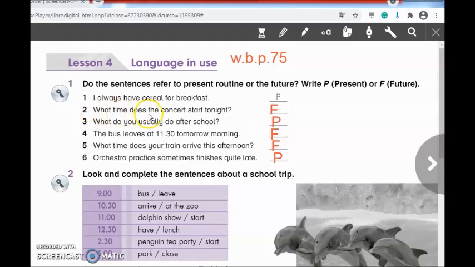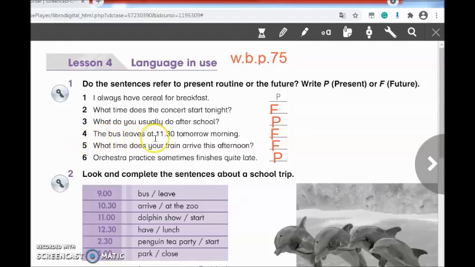Number 2. What time does the concert start tonight? ما هو الوقت الذي سيبدأ فيه الحفل الليلة؟ This is a future sentence. Excellent, because it is from the word tonight. الليلة شيء بالمستقبل. Number 3. What do you usually do after school? ماذا بالعادة تقوم بعد المدرسة؟ Excellent, girls. P. Present, because this is a routine. Present routine. روتين يومي، عادة يقوم بها دائما. From the word usually.